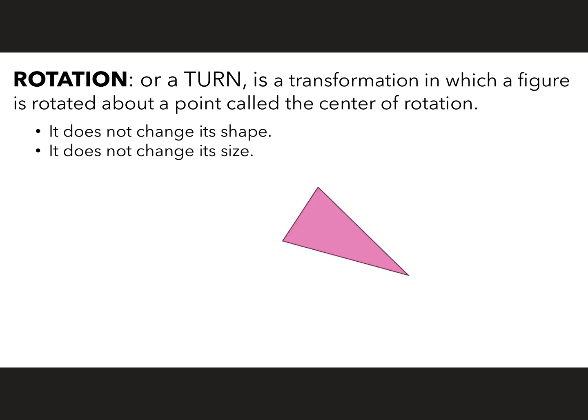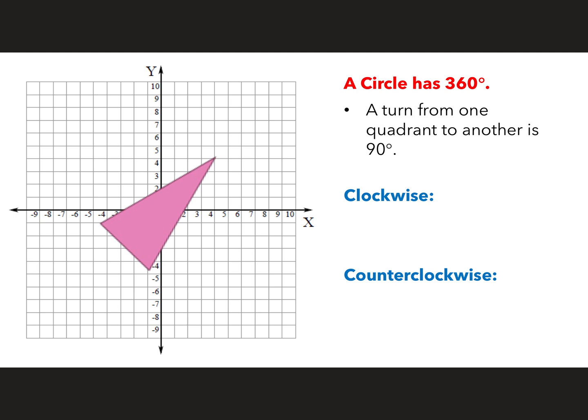Now, when something rotates, it does not change its shape, it does not change its size, it just changes where it's pointing. When you're rotating something, you're turning it in a circle. So how many degrees is in a circle? 360. When you look at a coordinate plane, how many quadrants are there? 4. So take 360, divide it by 4, and each quadrant turn is a 90-degree turn.